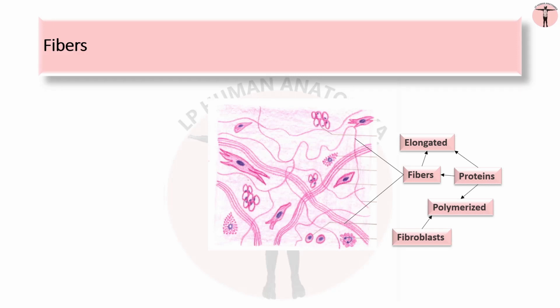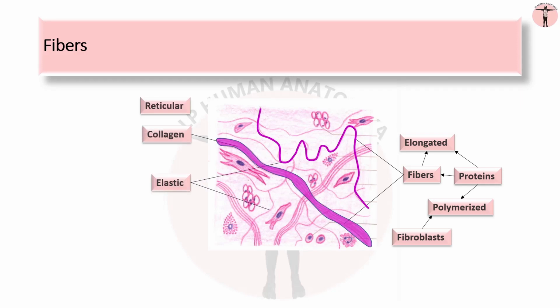There are 3 types of fibers: collagen, elastic, and reticular fibers. Collagen and reticular fibers are composed of the protein collagen, and elastic fibers are composed of the protein elastin.